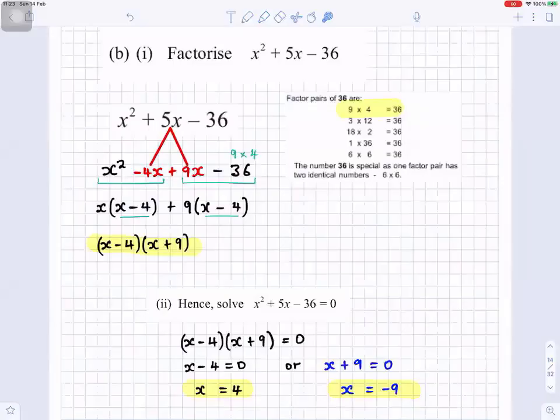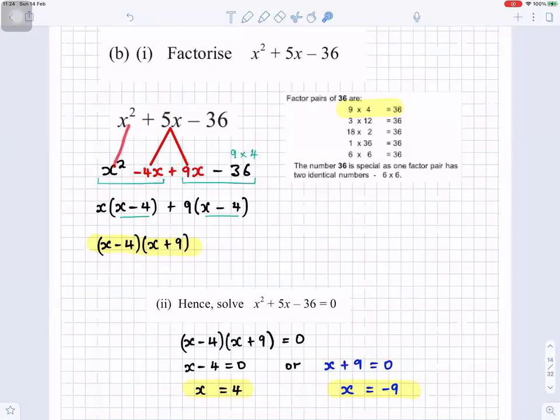Part B, factorize x squared plus 5x minus 36. What we want to do is find all the factors of 36, and I've listed them there: 9 times 4, 3 times 12, 18 times 2, 1 times 36, 6 times 6. We want to choose the pair of factors which would add to make 5. We can use 9 and 4, but we have to make the 4 minus. So minus 4 plus 9 is 5. It's the same as 9 minus 4.